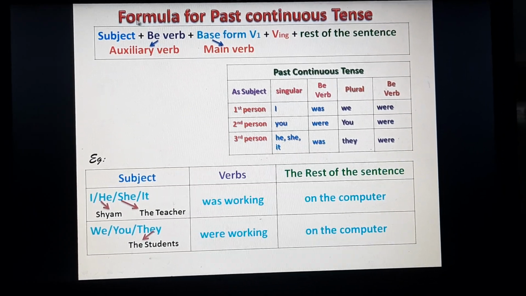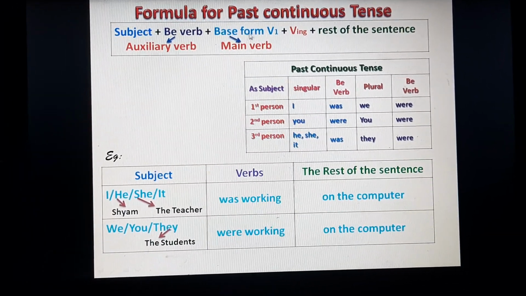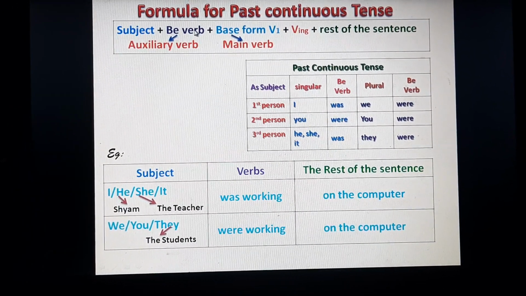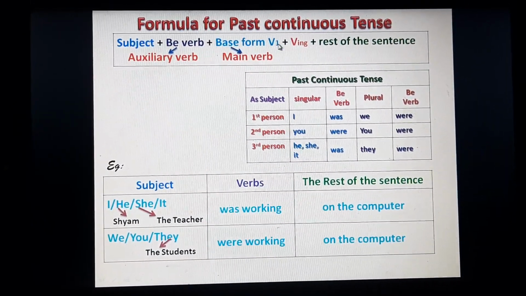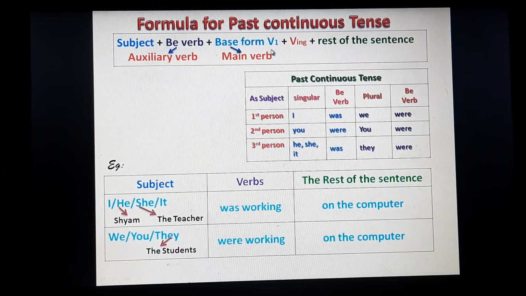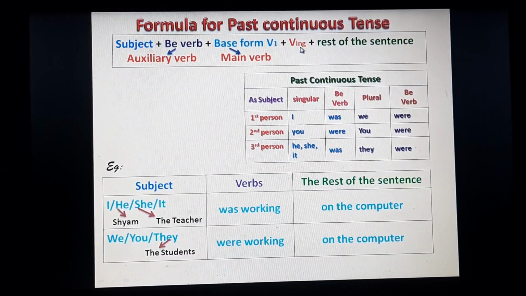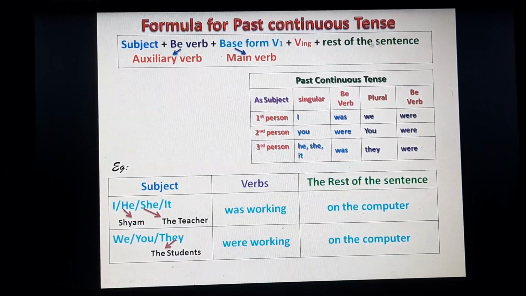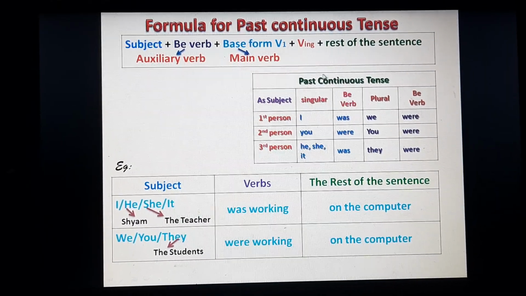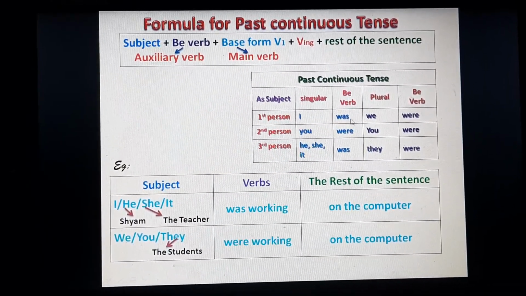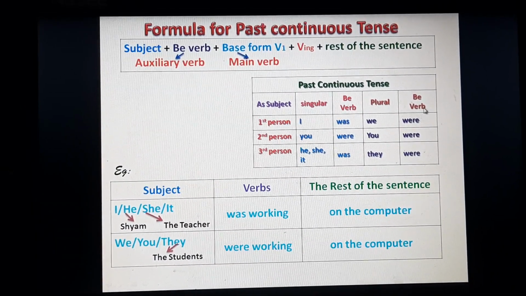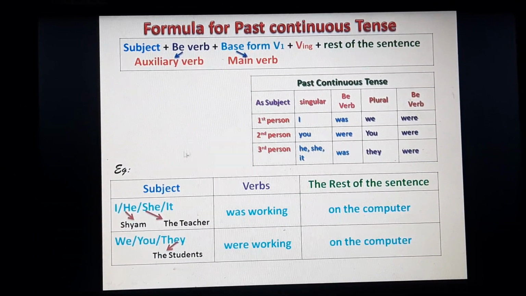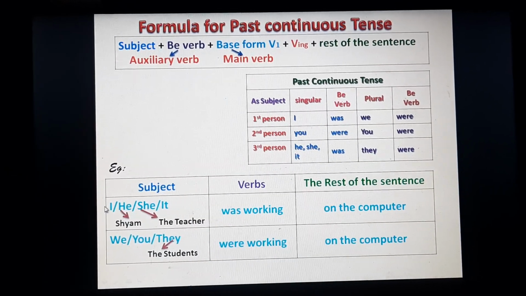Now let's look at the formula for past continuous tense. Subject plus be verb, that is the auxiliary verb, plus base form V1, that is the present tense form of the verb, plus V-ing form for continuous tense, plus the rest of the sentence. I have the chart for you for the be verb in the past continuous tense in the singular and plural number for the three persons. Now let's see the examples.